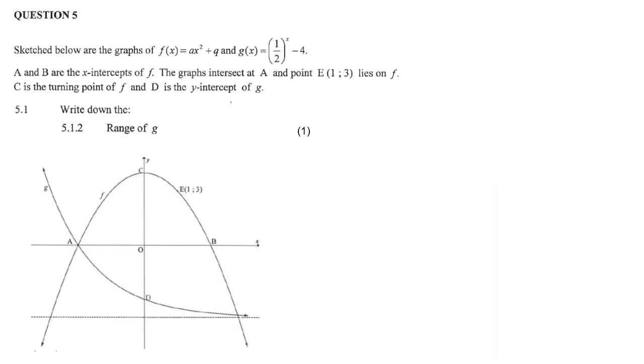Let's continue with question 5.1.2. Here we have to determine the range of g. The graph of g(x) = (1/2)^x − 4 has a horizontal asymptote at y = −4, meaning y approaches but never reaches −4. Therefore, we can say that the range of g is y > −4. So here you will get 1 mark for identifying the correct range.